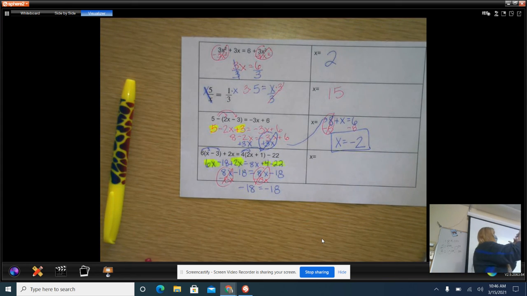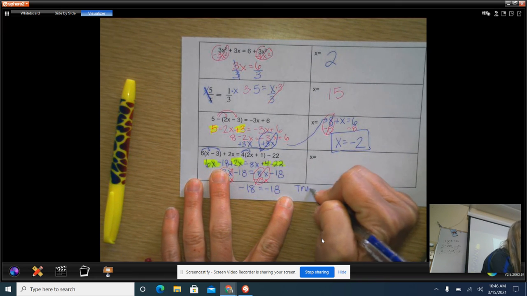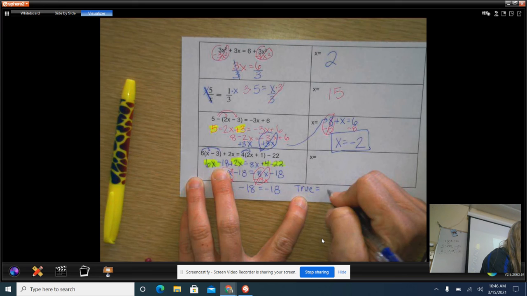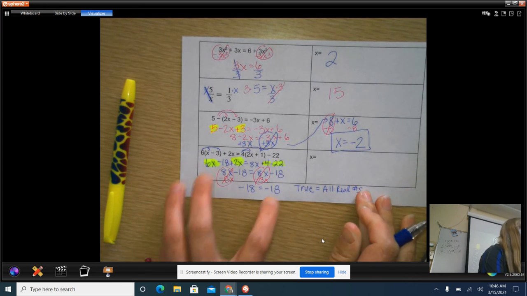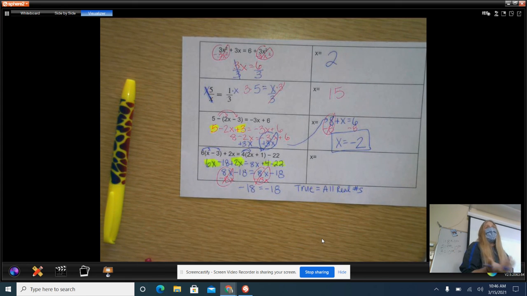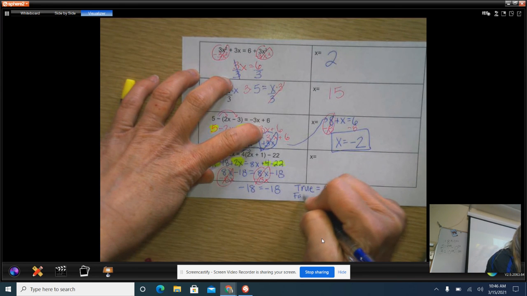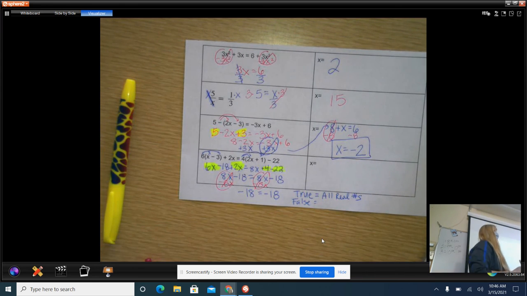Now, once our variables go away, we ask ourselves a question. We ask ourselves, is this true? If it makes a true statement, then your answer for the problem is all real numbers. Here, negative 18 is equal to negative 18. However, if it was a false statement, for example, if you had negative 18 is equal to 5, no, it's not. It's a lie. Then your answer is no solution.